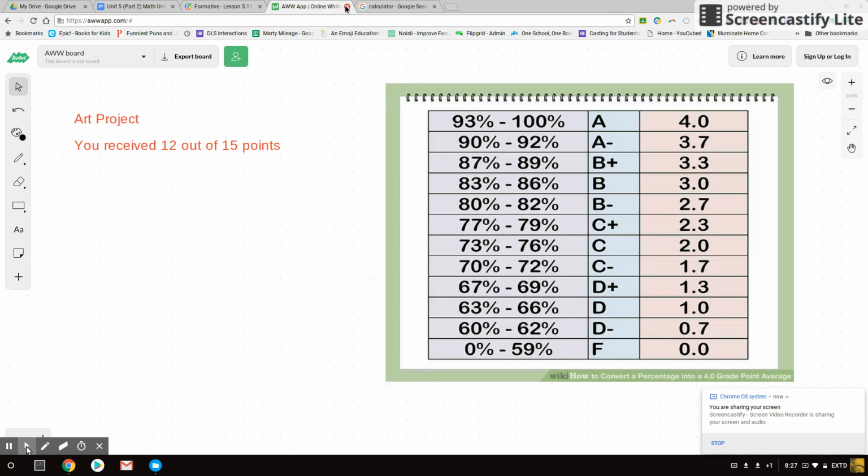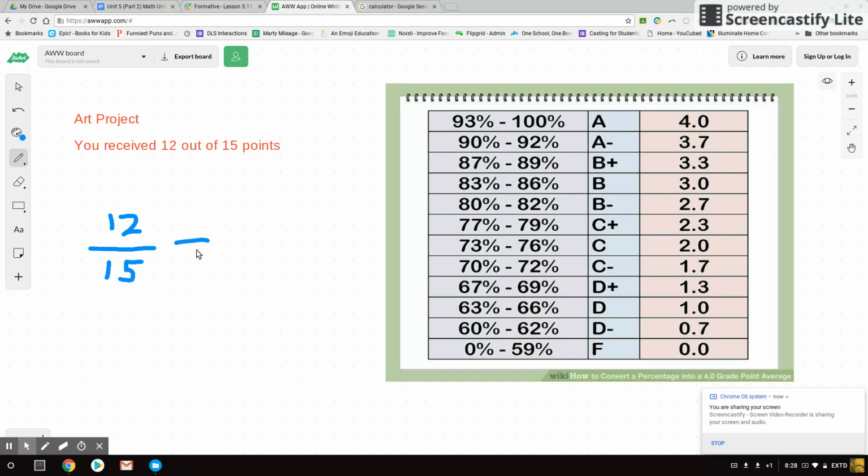Let's look at one other situation. Let's say we did an art project, and you could get 15 points on that art project. When I got my score back, I got 12 out of 15. So once again, I'm going to make that into a fraction. I got 12 correct, that's my part, out of 15, that's our total. 12 out of 15.